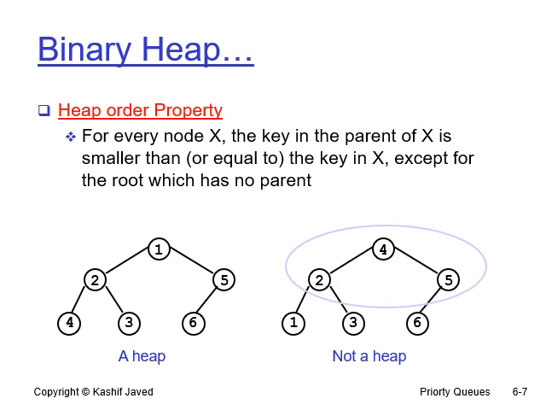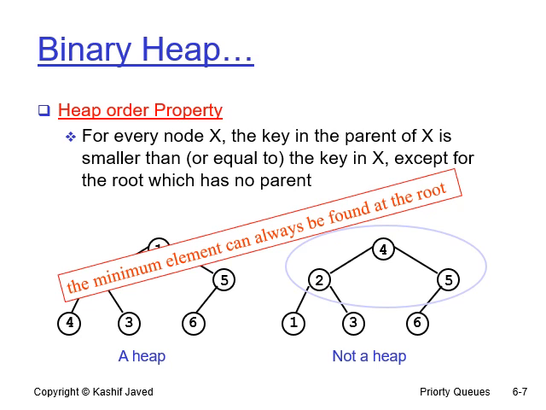So now let's move on. What will be the consequence of the heap order property? The consequence of this property is that the minimum element can always be found at the root node. The root node always contains the value which is the minimum, just because of this property.